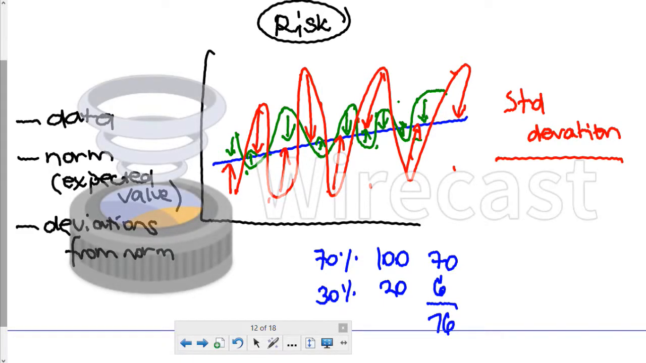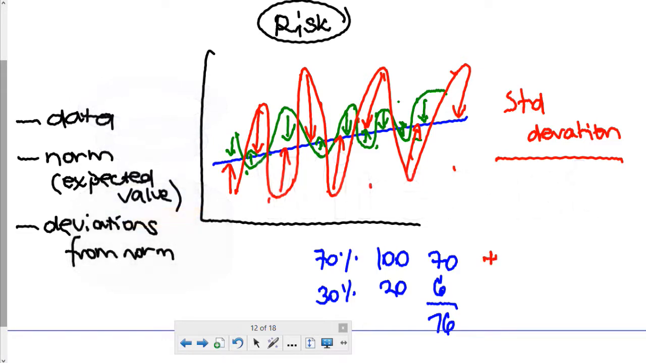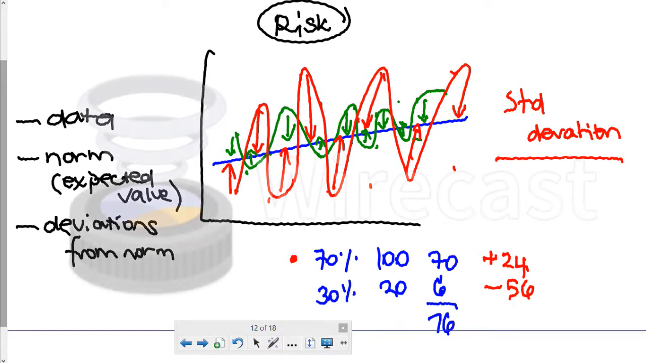Do you agree? Yes? If I look at my deviation, from 100 to 76 is a plus 24. Do you agree? If I achieve this scenario, then I will be 24 more than the average. But if I go with this scenario, it'll be minus 56. Do you agree with that? Now, I don't take those two and offset them against each other, because both of them are an indication of risk. Both of them are telling me that I'm not going to achieve what I expect to achieve.